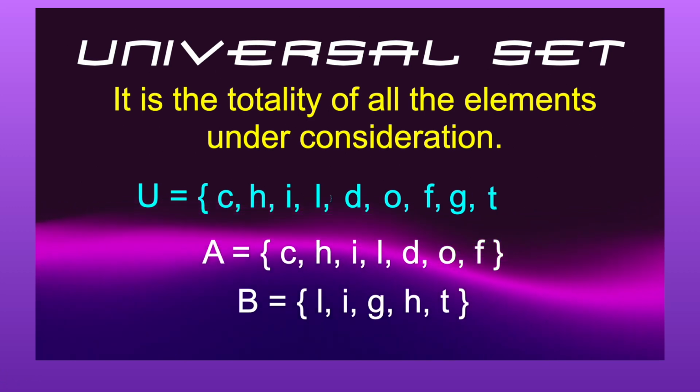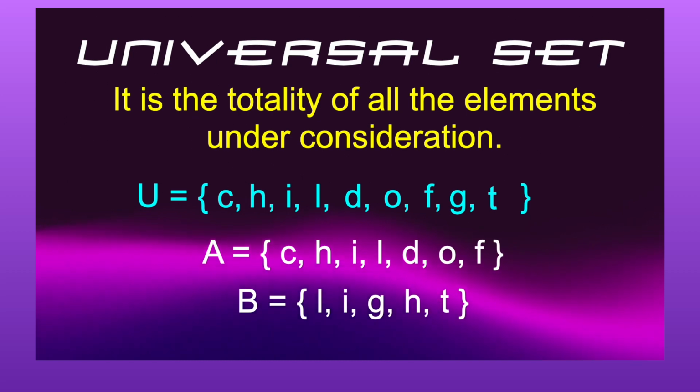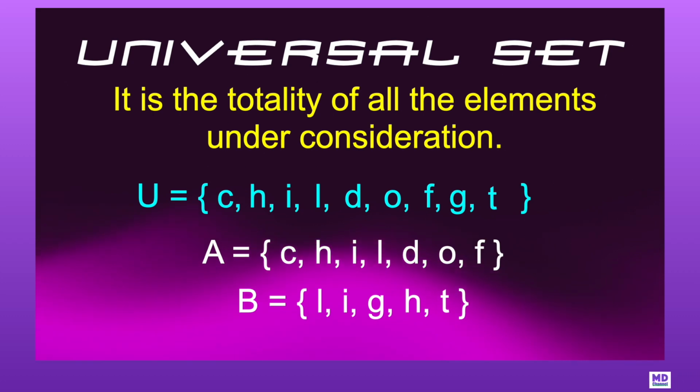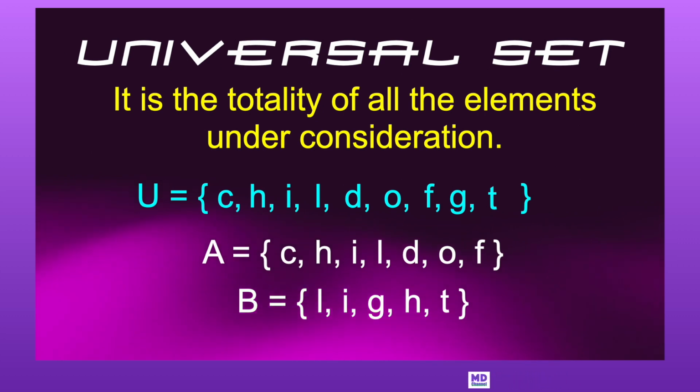So these are the elements under consideration. So the elements of the universal set are C, H, I, L, D, O, F, G, T.